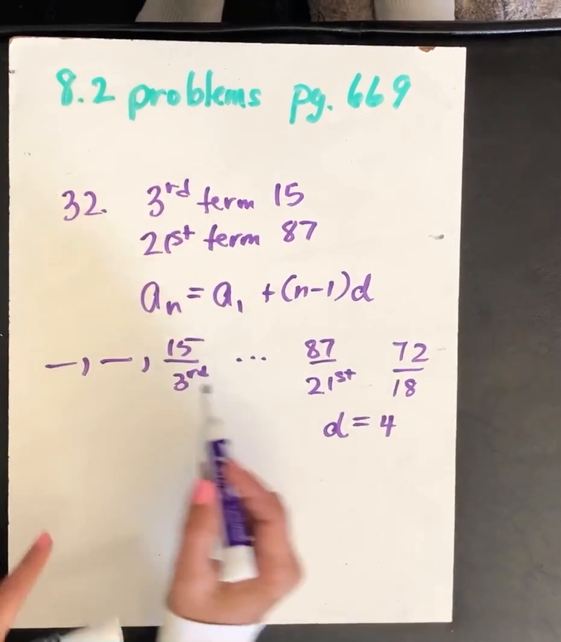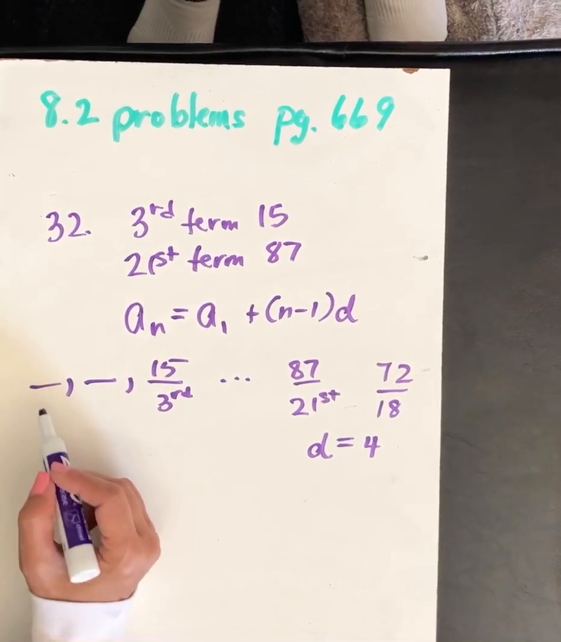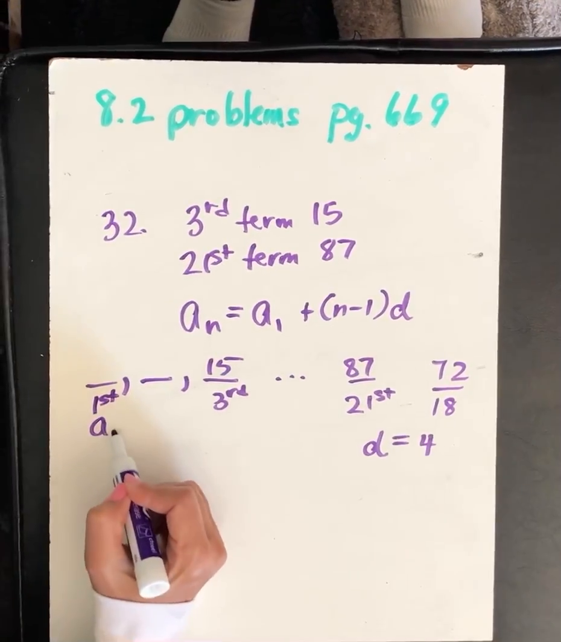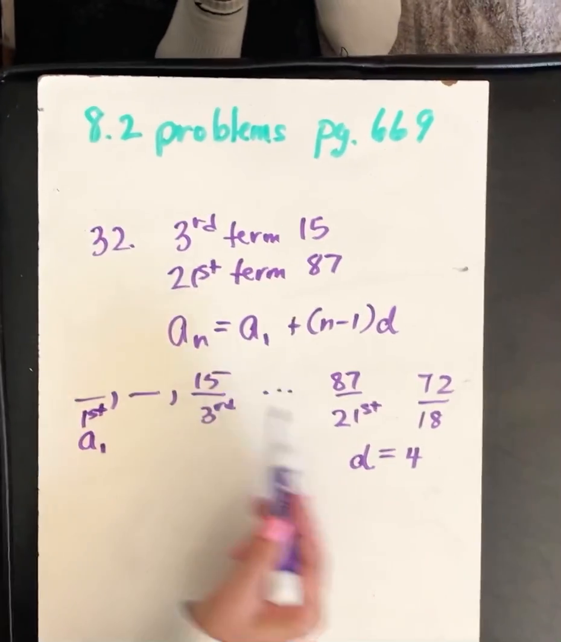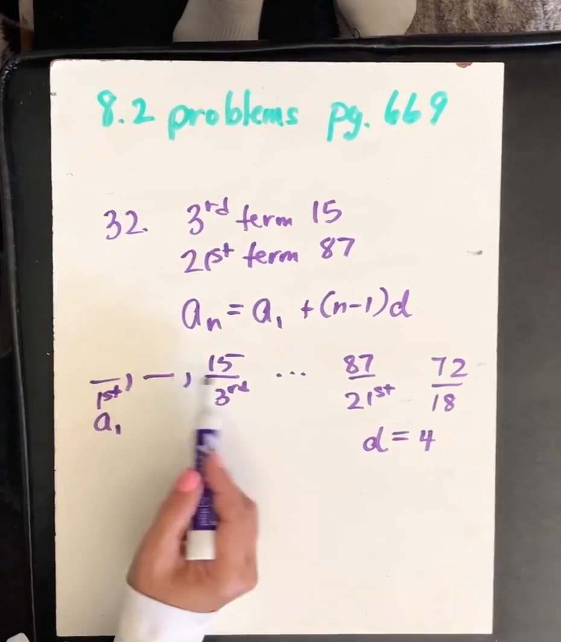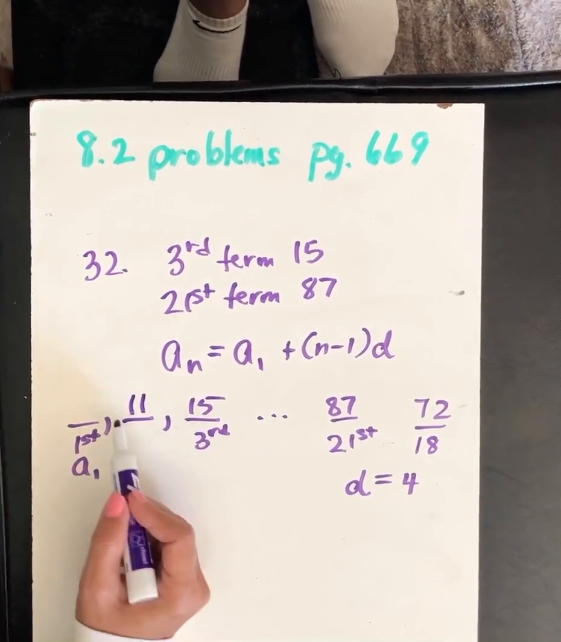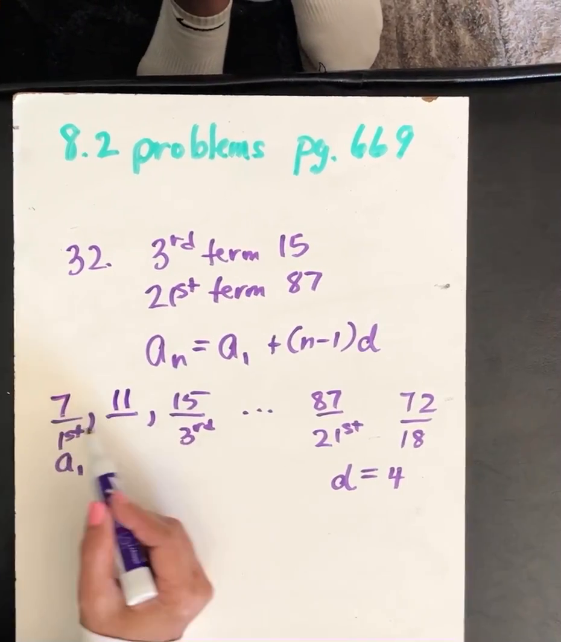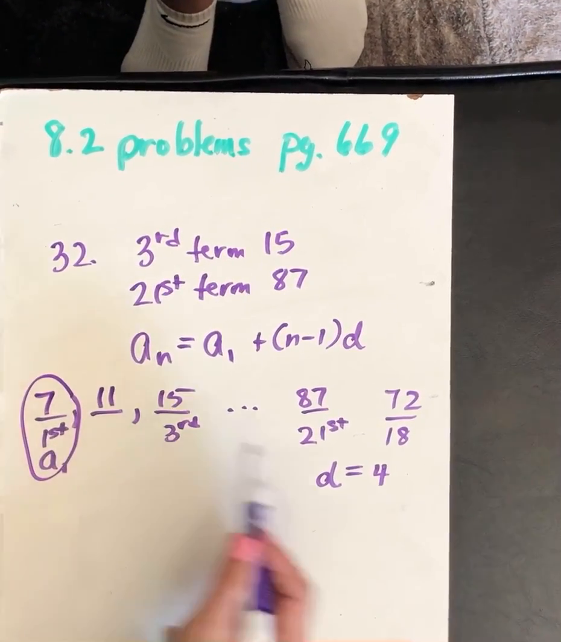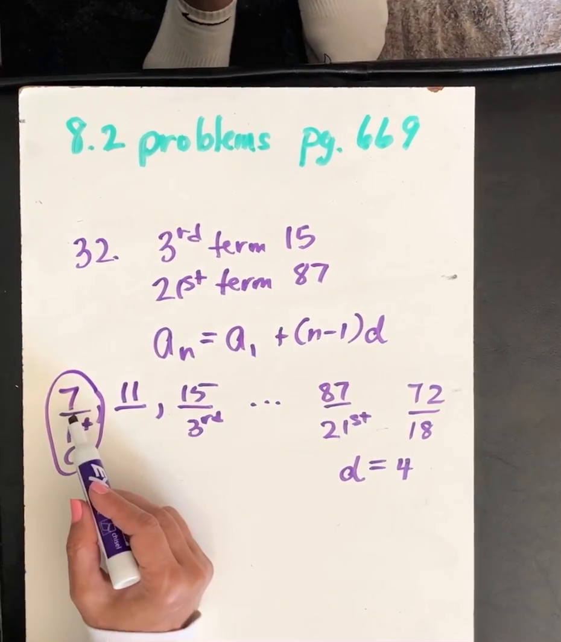The first term, I'm going to work backwards to figure out what the first term is, or a subscript 1. So working backwards, 15 minus 4, because this part here would be decreasing, is 11. And then 11 minus 4 is 7. So this would be our first term. And I used this common difference to figure out what the first term is.